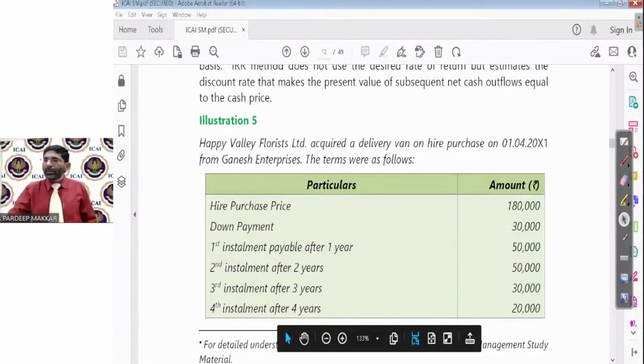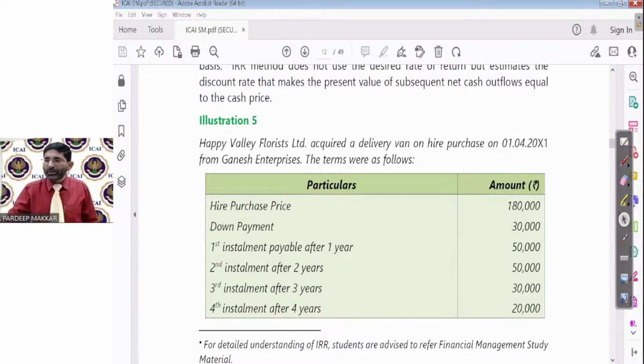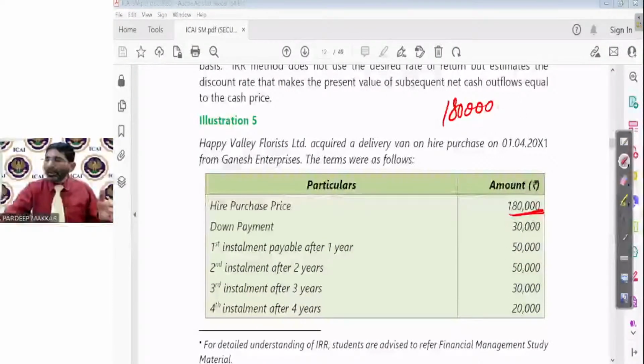Happy Valley Florist Limited acquired a delivery van on hire purchase basis. He says the HP price of this particular is rupees 1,80,000, whereas cash price is also given to you. And cash price is how much? It is 1,50,000. So cash price is given to you 1,50,000. So it means total interest to be paid is 30,000 rupees, beta.